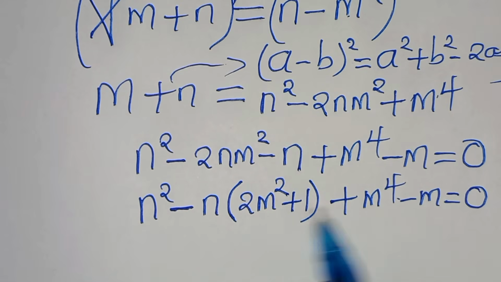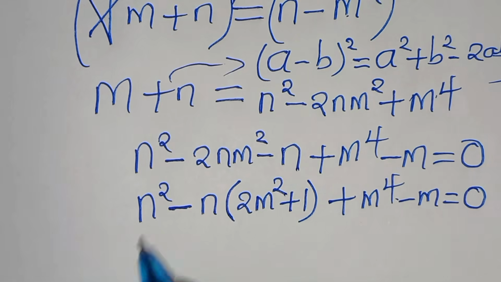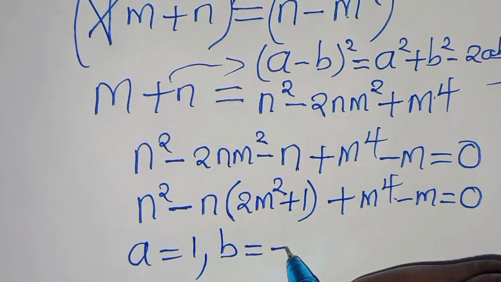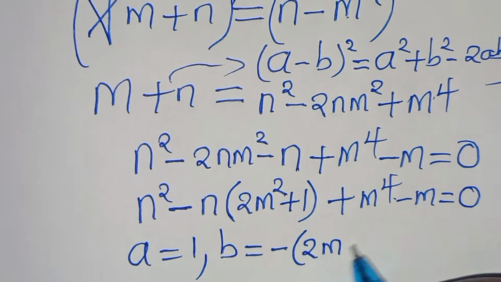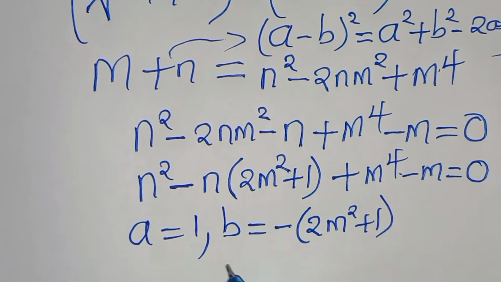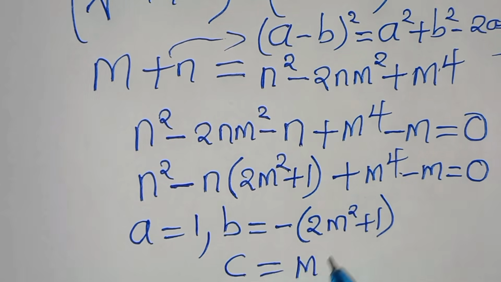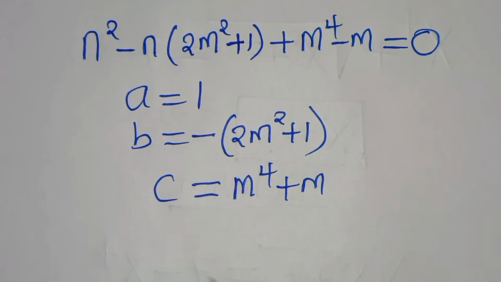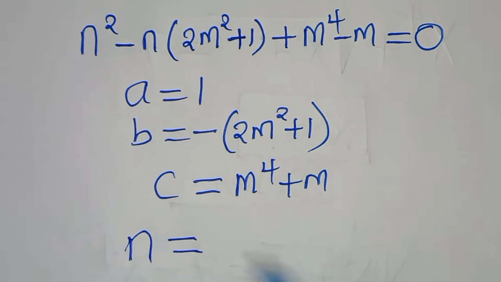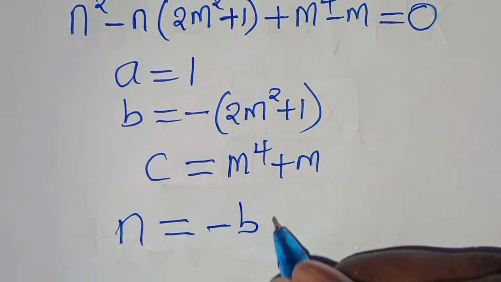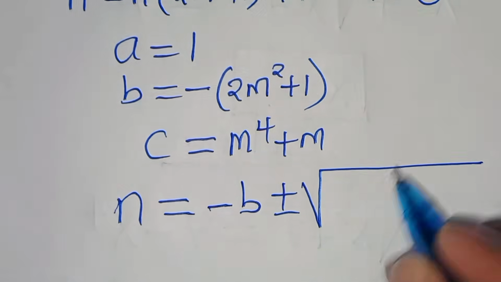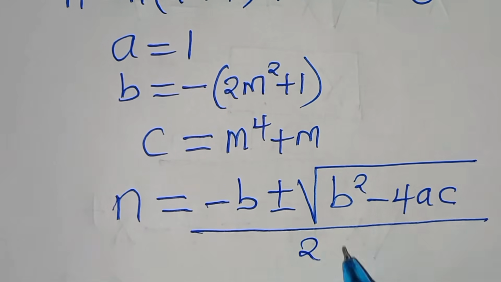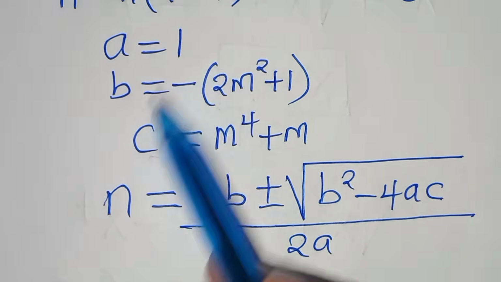So this is a quadratic equation in terms of n, where we have a is equal to 1, b is equal to minus into the parentheses 2m to the power of 2 plus 1, and we have c is equal to m to the power of 4 minus m. Now we can apply the quadratic formula here to solve for n. This is minus b plus or minus the square root of b squared minus 4ac, everything here divided by 2 times a. So let's substitute the values of a, b, and c.